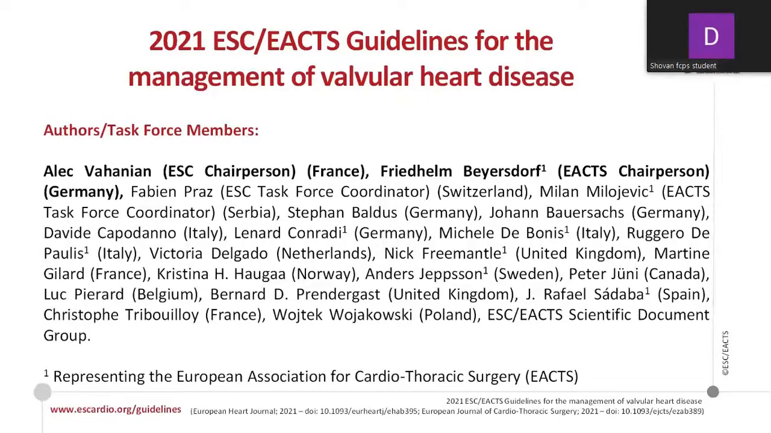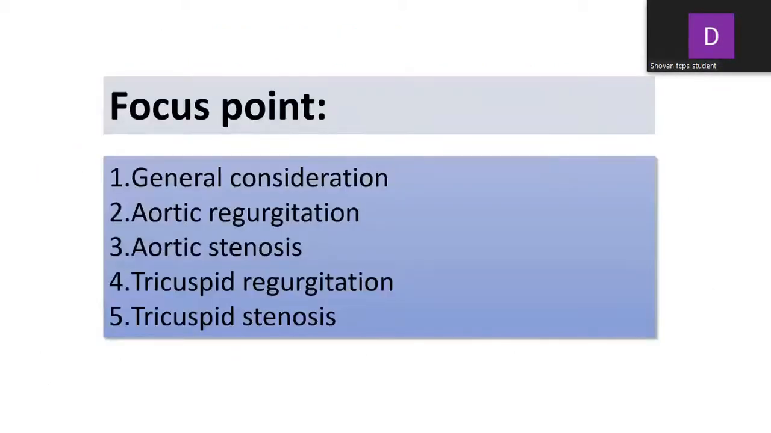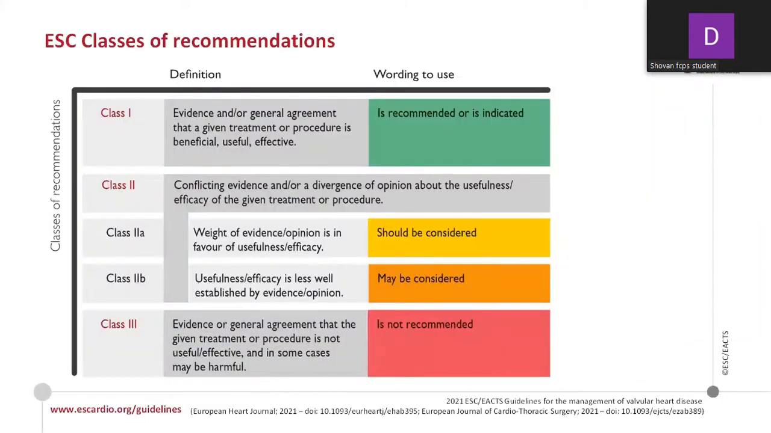These names are the authors, the task force members, and this is actually a very large guideline. So I will not cover all these things. I will just cover the general considerations, aortic valvular disease, that is aortic regurgitation and aortic stenosis, and tricuspid valvular disease, that is tricuspid regurgitation and stenosis.